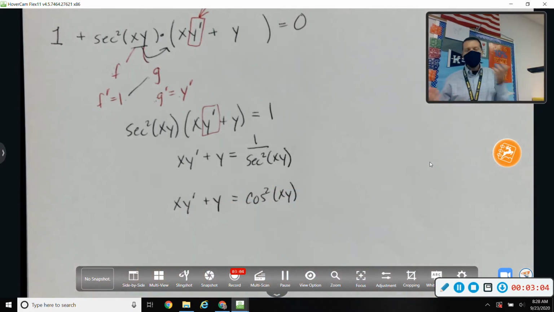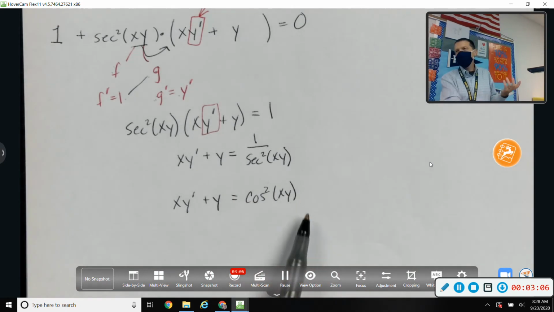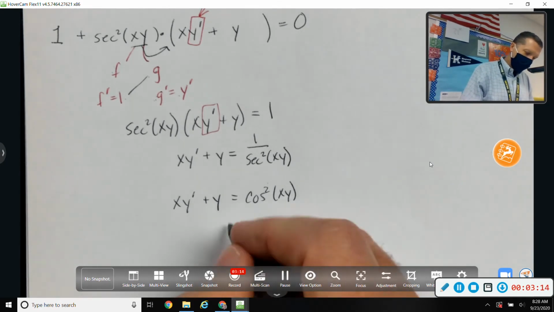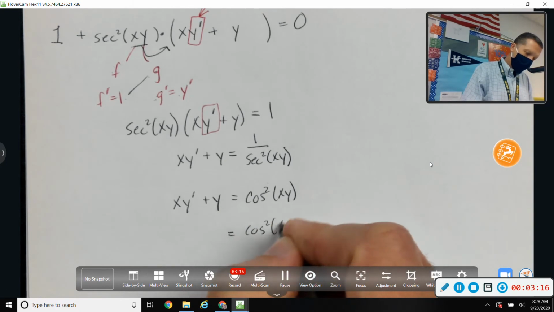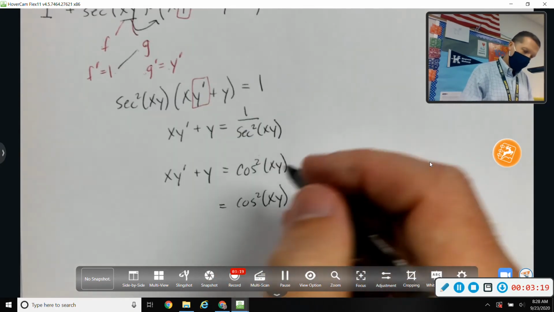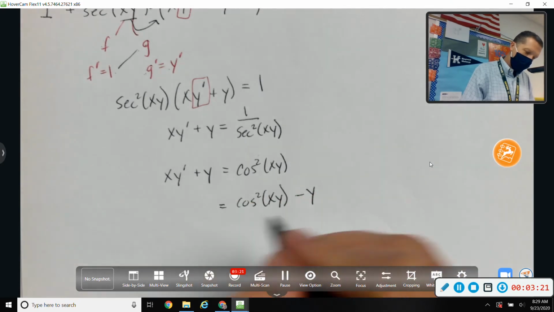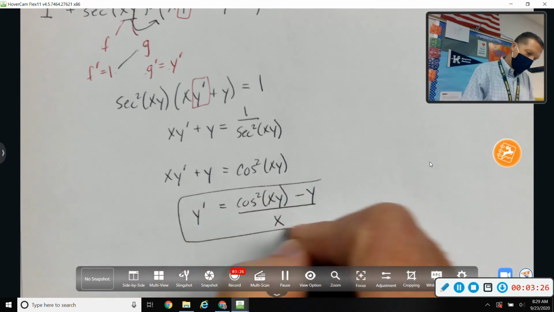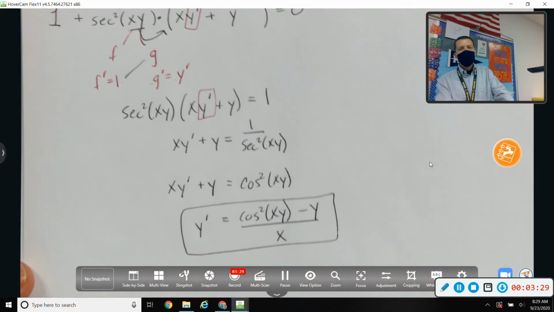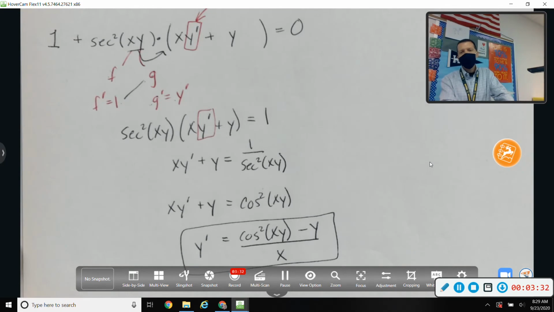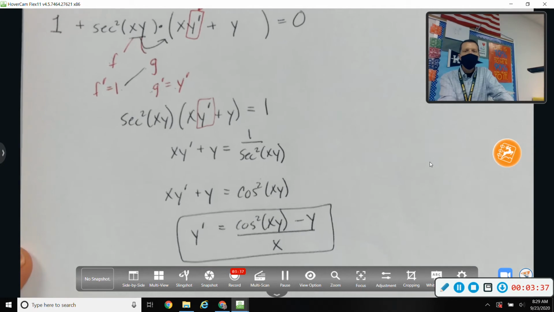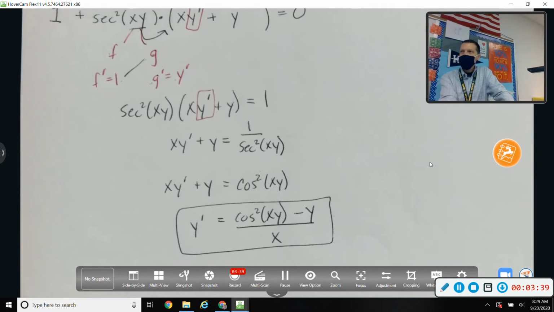And well, you wouldn't even have to do that, right? You could just leave it as 1 over secant and be fine, because that's trig stuff. I'm almost there. I'll subtract y and then divide by x. So cosine squared xy minus y, and then I'll divide by x. I don't think CalcChat would do anything different with that. Obviously, this isn't a CalcChat problem, but I think that's as simplified as you could make it.